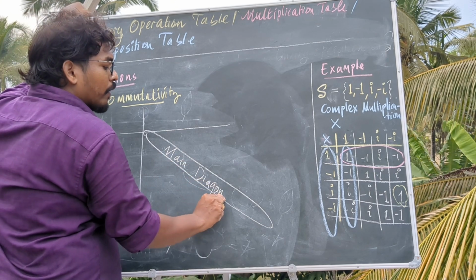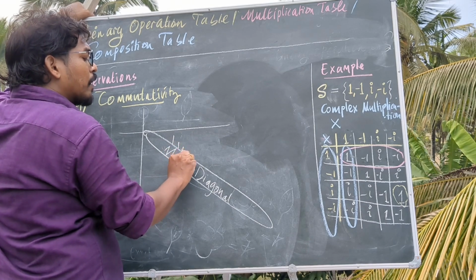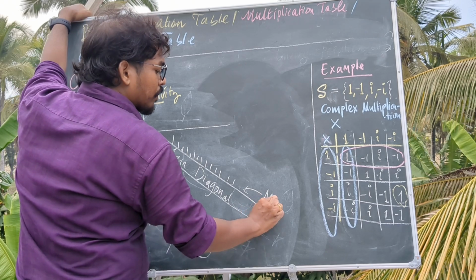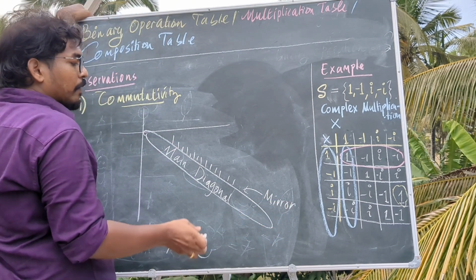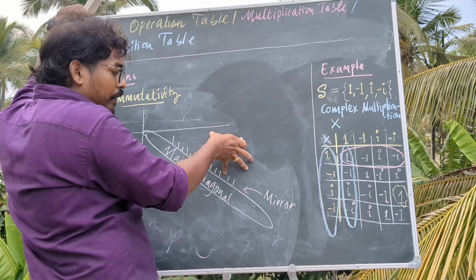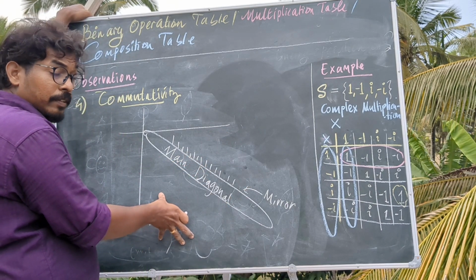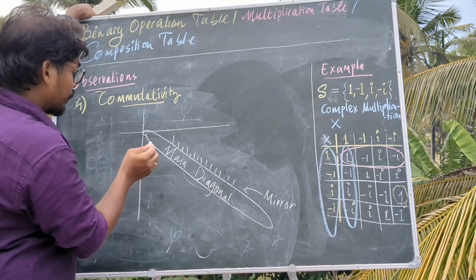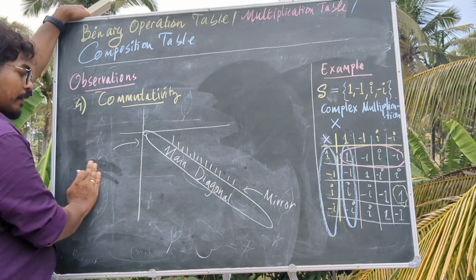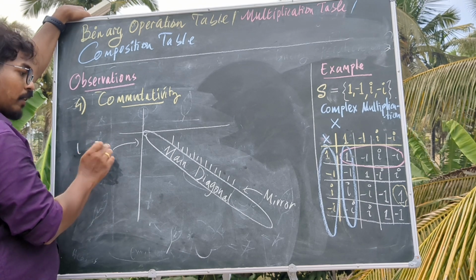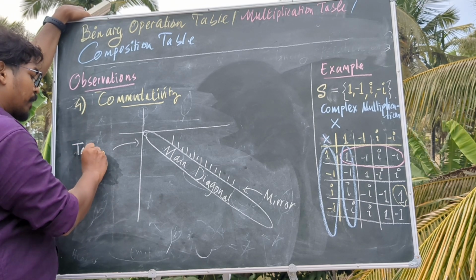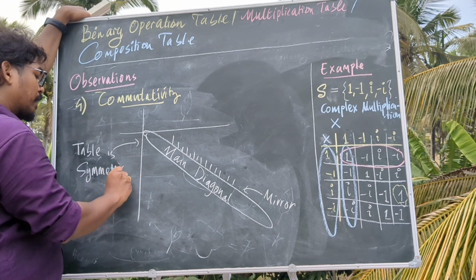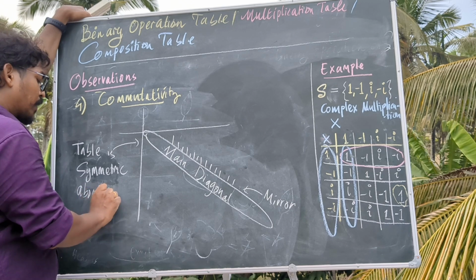If this main diagonal is acting as a mirror, that means the elements here are the mirror image of the elements here. So if I reflect the elements, they are the same. So precisely I can say the table is symmetric about the main diagonal.